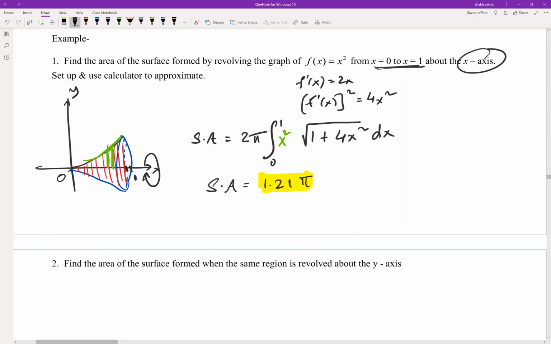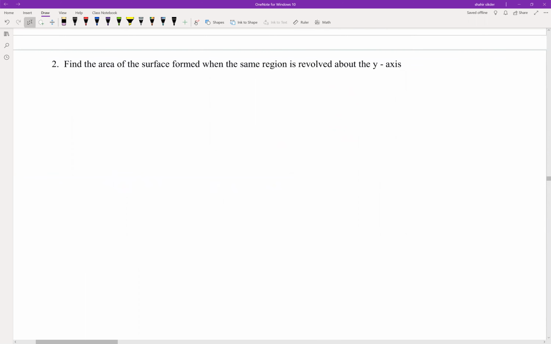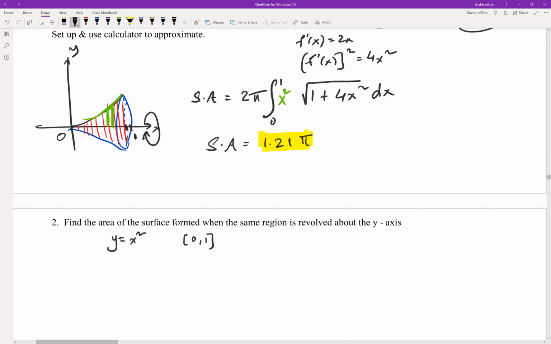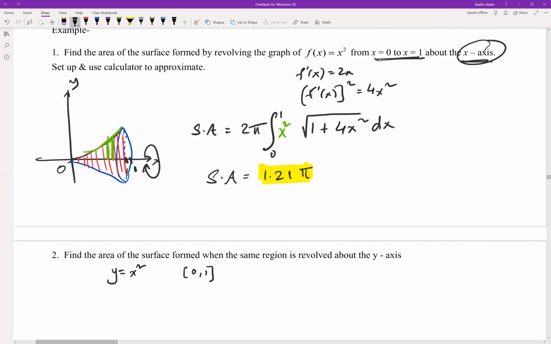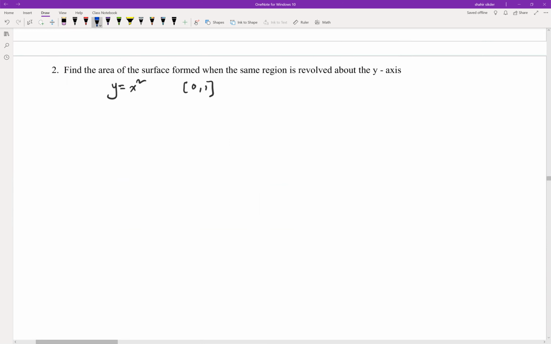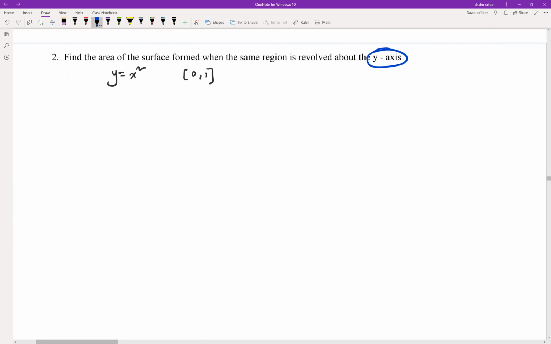In chapter 8, we will learn techniques for how to solve this type of integral. Let's look at the same problem. And what I mean by the same problem: on the previous page, our function was y equals x squared, revolved from x equals 0 to 1, but the question on the previous page was revolved about the x-axis. Now things have changed a little. Now it's revolved about the y-axis.